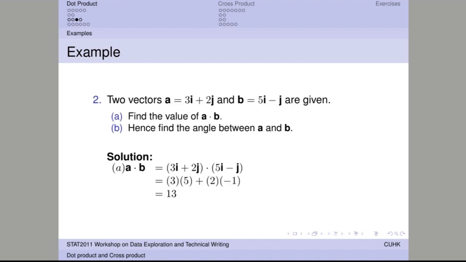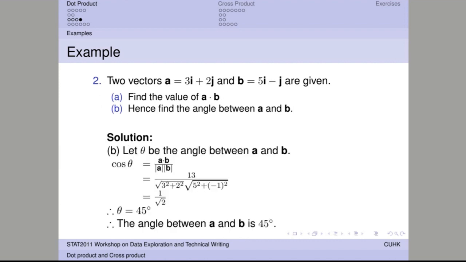Example 2. Given two vectors A and B, recall that vectors i and j are unit vectors. Part A. Find the value of A dot B. The dot product can be found algebraically, that is 3 times 5 minus 2 times minus 1, which equals 13.